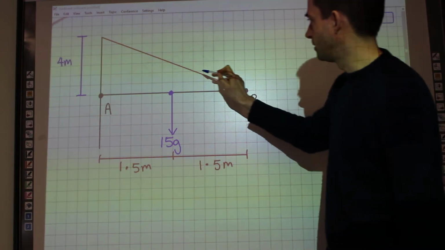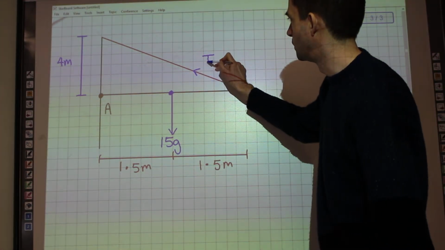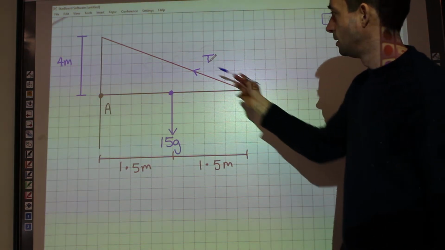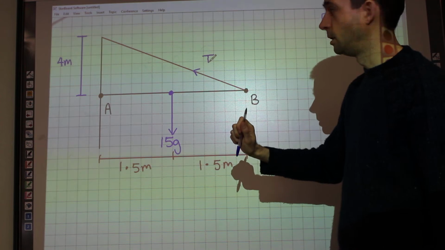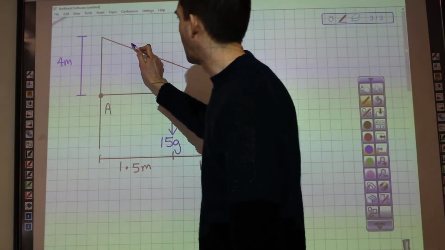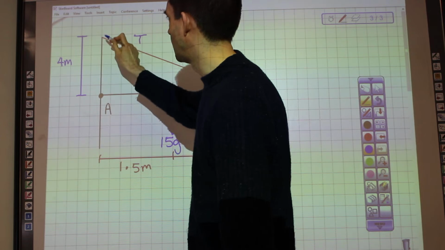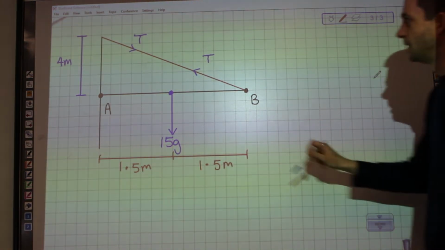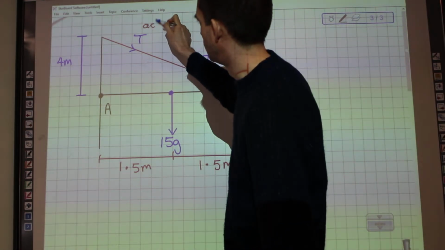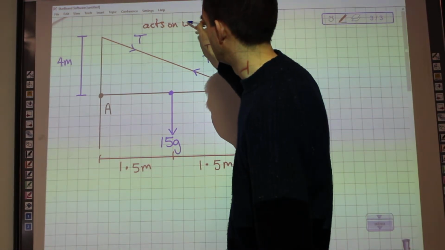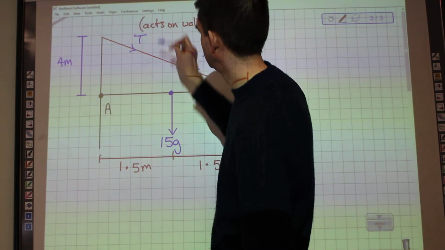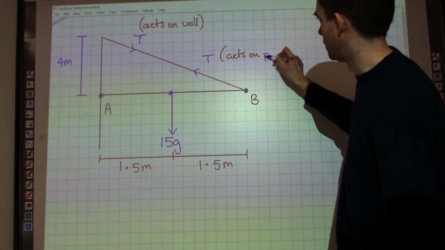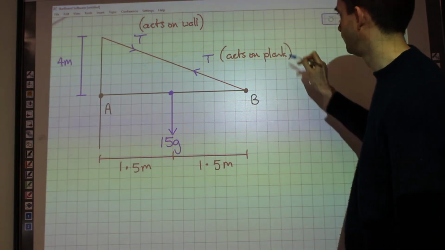We also have a tension force in the string acting there on the plank, and we have a tension force acting on the wall. Okay. It's just worth labelling that actually, because some of our points later on will depend on that. So that is acting on the wall, and that tension there acts on the plank. Okay.